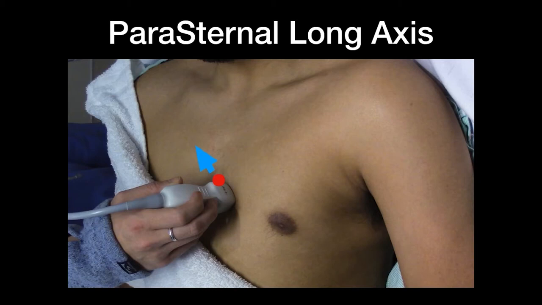Occasionally, rib shadows or the left lung can obstruct your view in the parasternal long axis position. If you have the patient lay on their left side, this will bring the heart anterior in the chest and make your imaging easier in most patients.